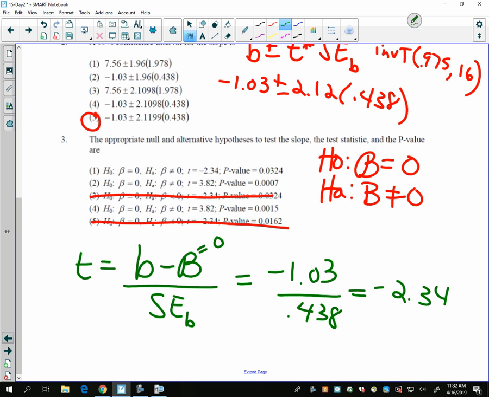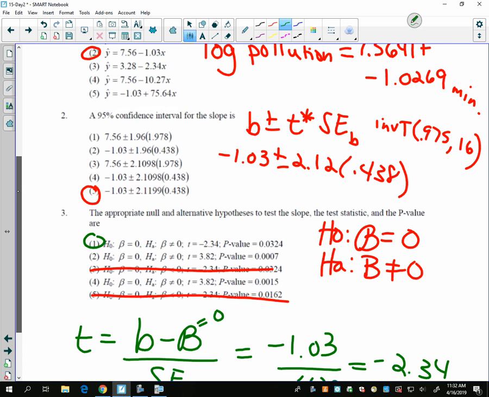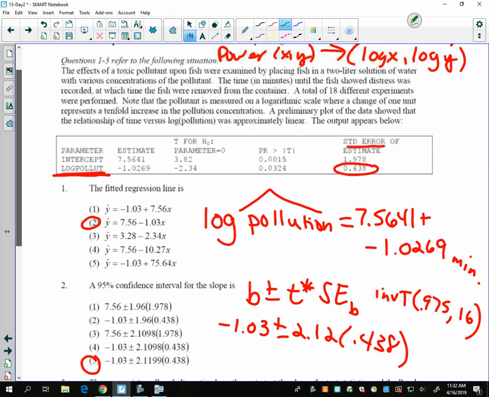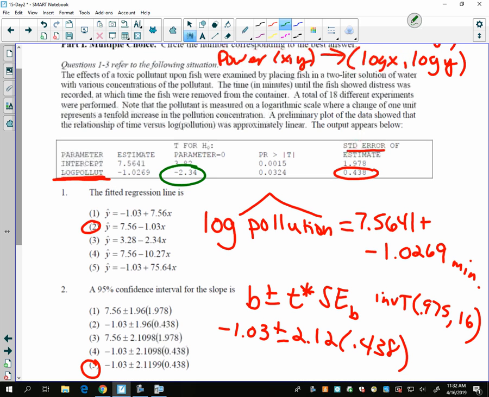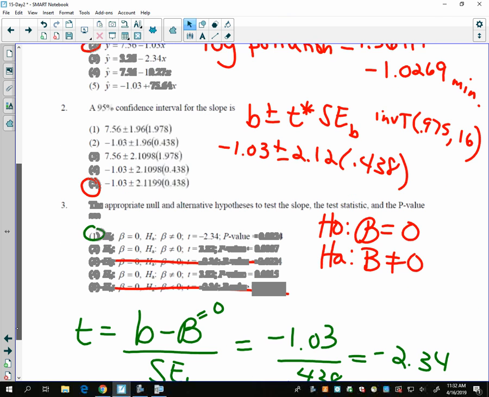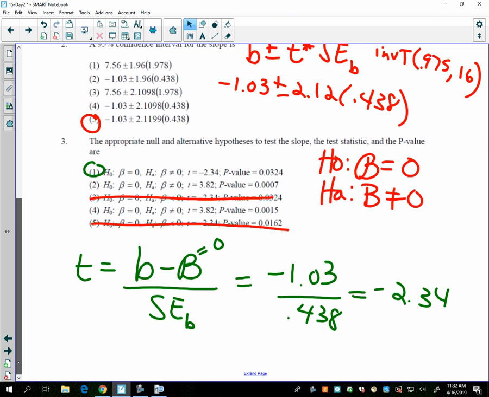It's got to be this one. Now the p-value is going to be right here. So this is the test statistic. Sorry, messed that up before. And this is your p-value. Okay, let's keep going. The answer is 1.